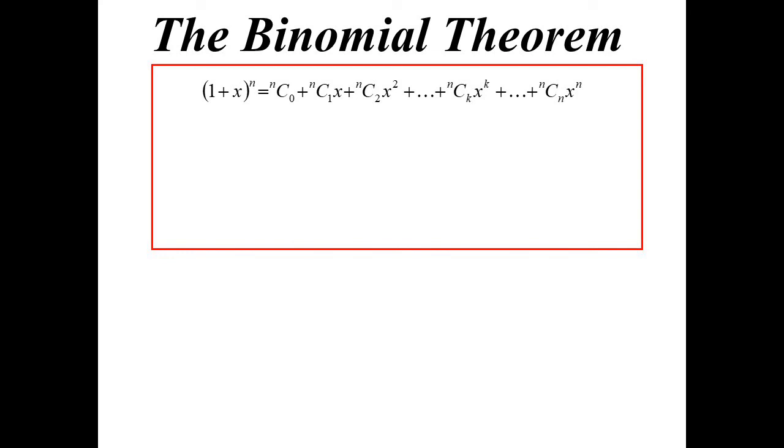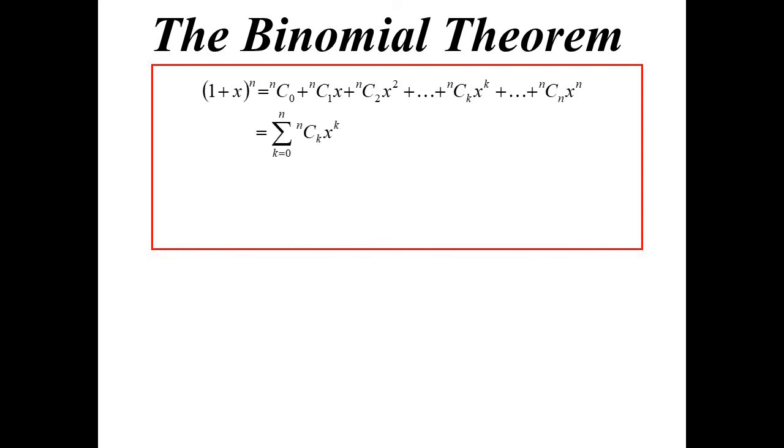The actual binomial theorem then, let's look at that. There it is, in all its glory. And that's what we've already seen anyway. But that is the binomial theorem. (1 + x)^n is nC0 + nC1 x, and so on, and so on, and so on, up to nCn x^n.